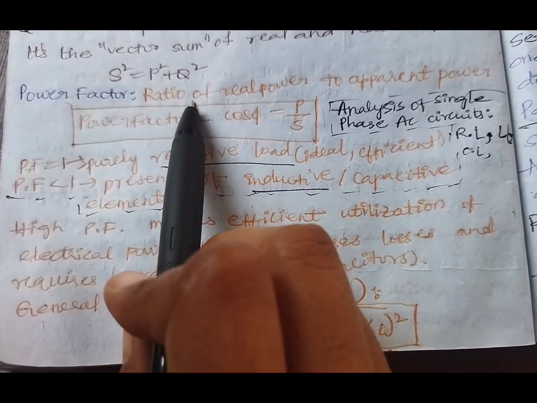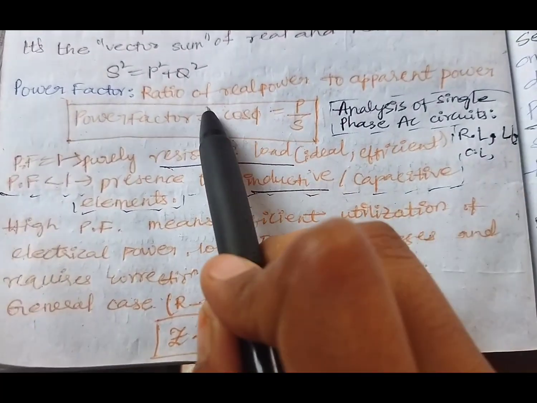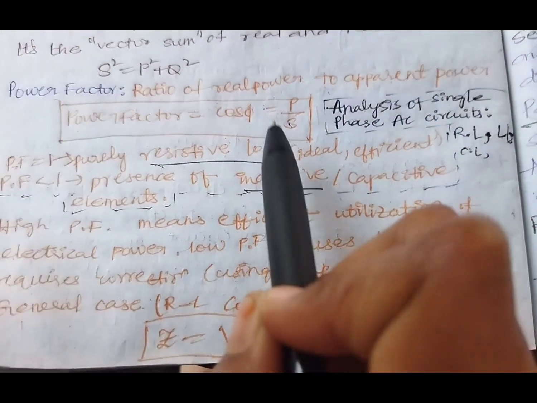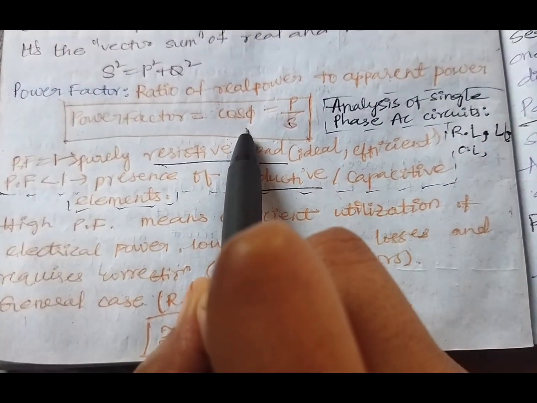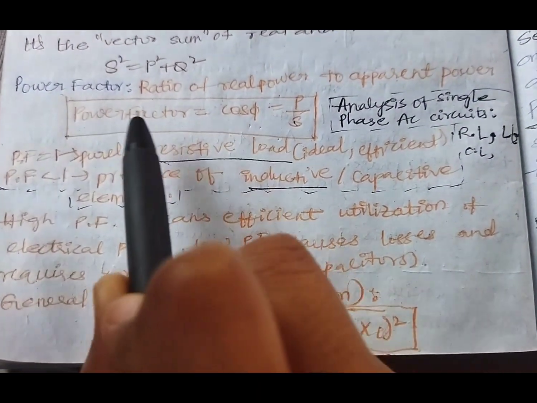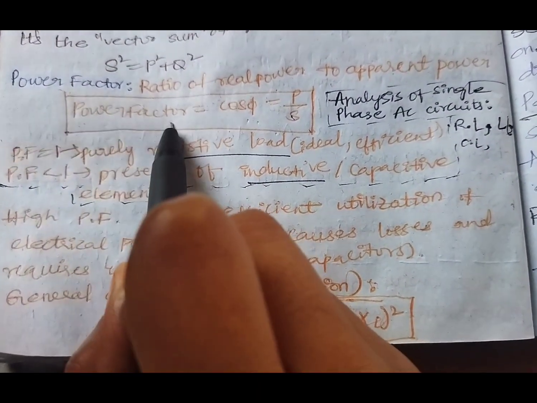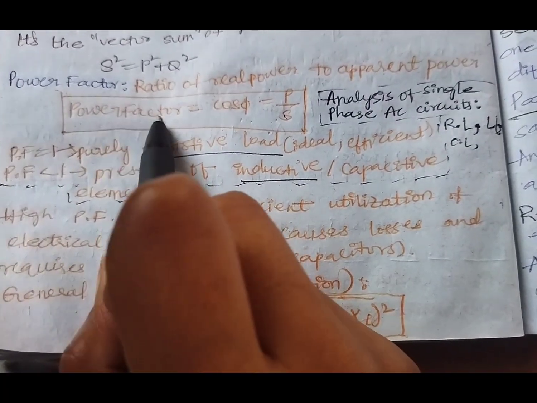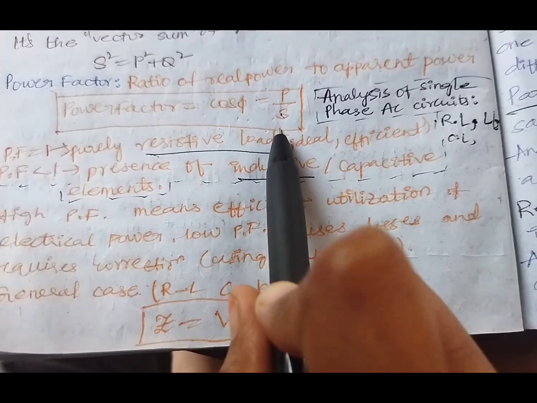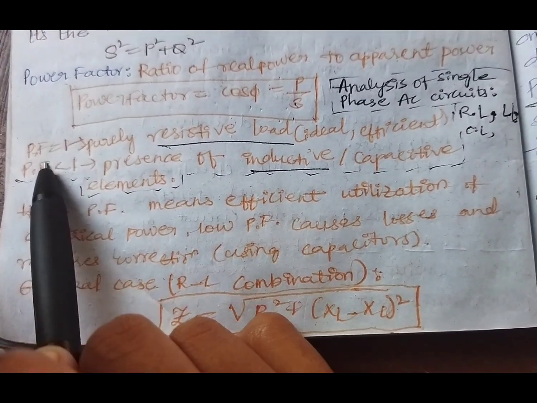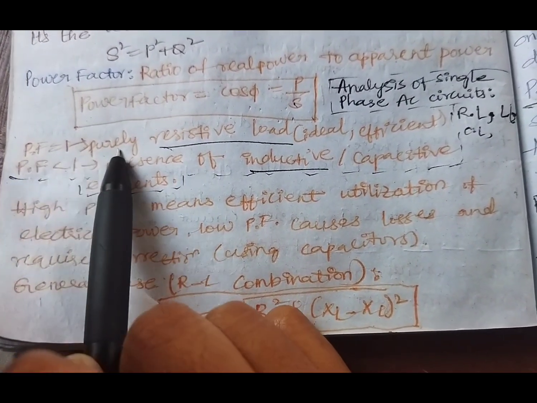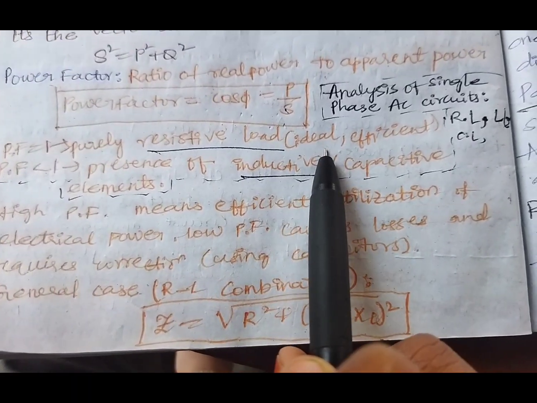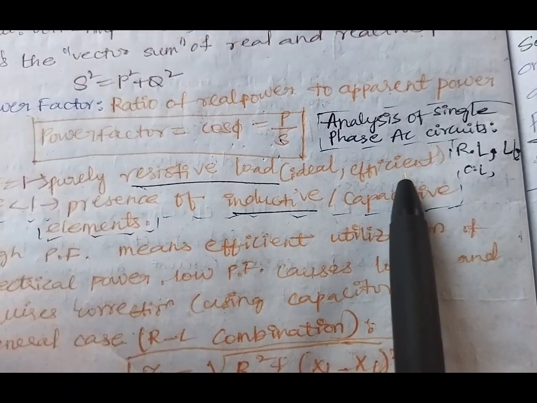Power factor is a ratio: the ratio of real power P to apparent power S. It is denoted as cos phi. These three are equal to each other: power factor equals cos phi equals P by S. If the power factor equals 1, then the load is purely resistive in nature, and it is ideal or efficient.